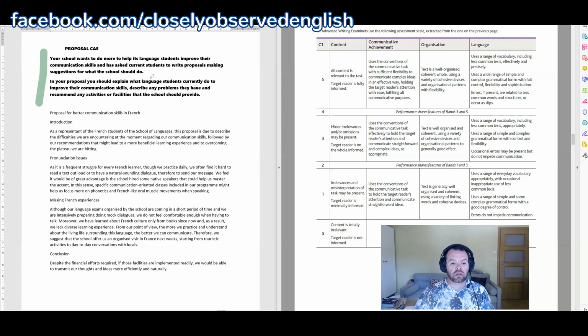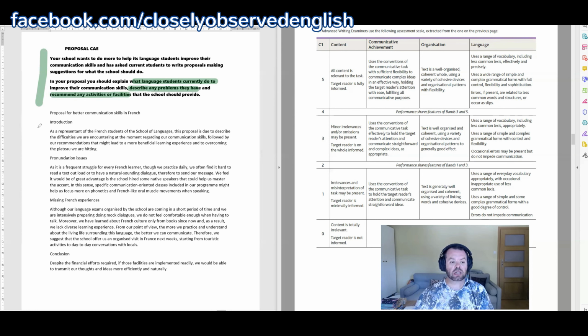So, what do language students currently do? That's going to be the first one, and it's related to their communication skills. Describe any problems they have. That's the second one, and recommend any activities or facilities that the school should provide. So that's our third one. Right. Well, with that in mind, let's read through and see if the content points are addressed.